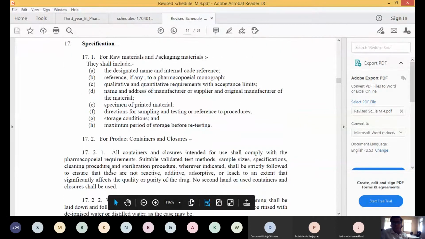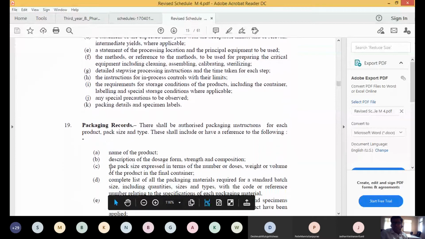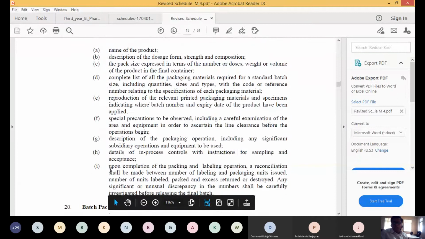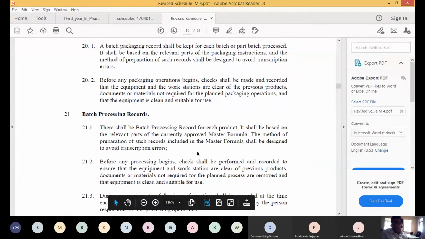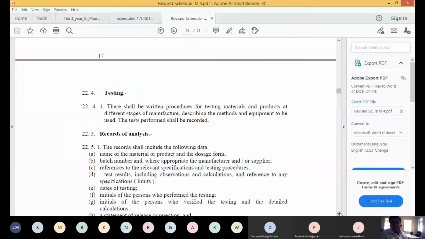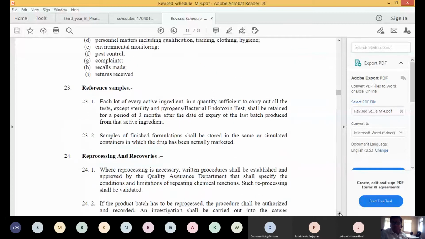Apart from that, in the quality control system, there is the quality control department and the system of that. Then various specifications are there. Master formula record, batch manufacturing record, packaging record are there. So all records should be there. They should be according to the regulations, according to Schedule M. Then standard operating procedures are there. Sampling, each and every point related to this Schedule M is there. We are going to discuss in detail. Testing, records of analysis, reference material.